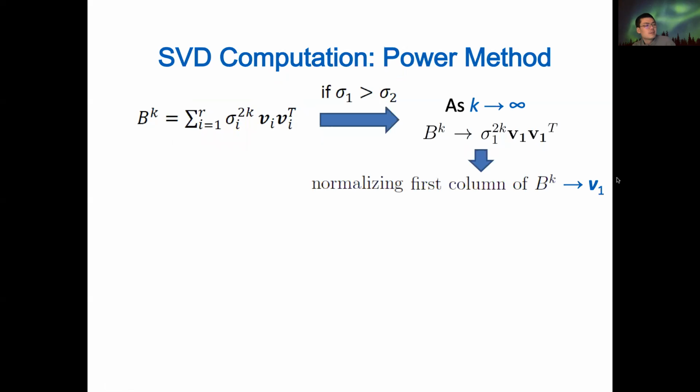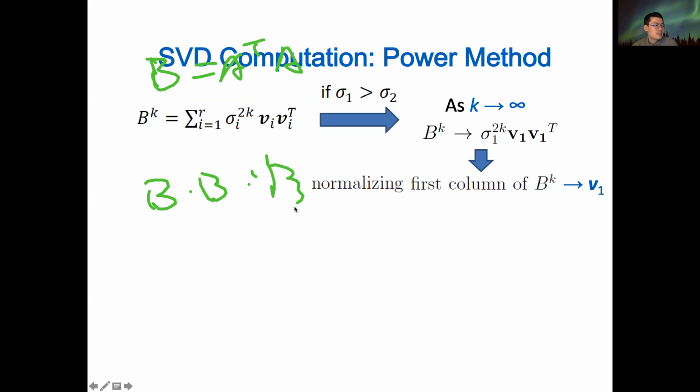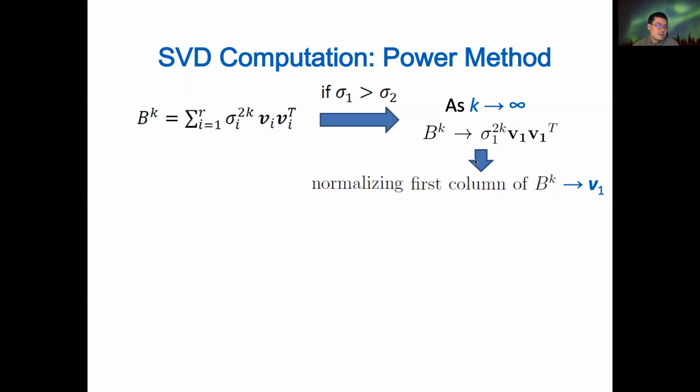So what's so nice about it? This means we can compute B. Previously we know we have B, which is the matrix A transpose times A. We can compute this B, and then multiply B with itself many times, as k goes to infinity. Finally, after maybe 1,000 times, this B is going to be very close to this value.